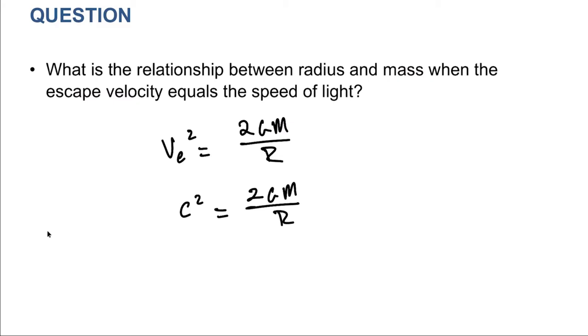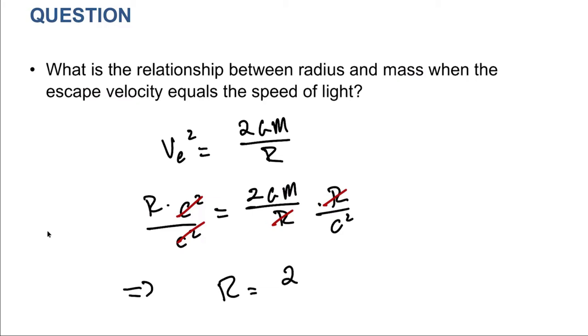Let's solve this for r now. Multiply both sides by r. You can divide both sides by c squared. The c squareds cancel on the left, the r's cancel on the right, and we're left with this equation. R equals 2 times G times M divided by c squared. And this radius, we give a special name to. We call it the Schwarzschild radius. Let's give it a little R_S.